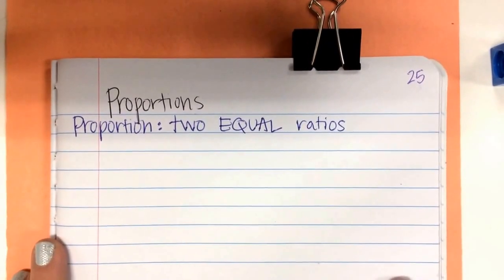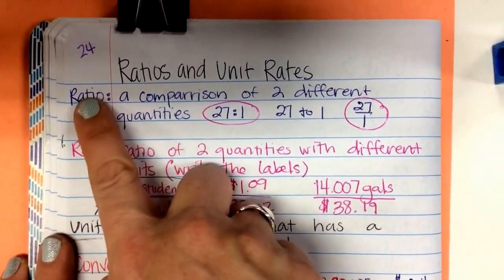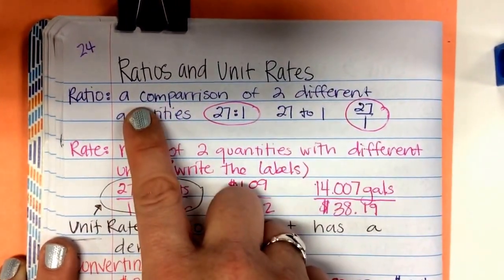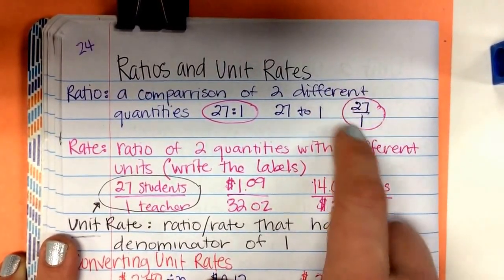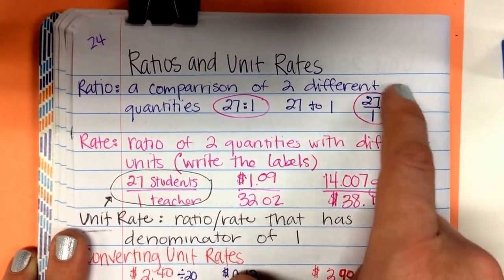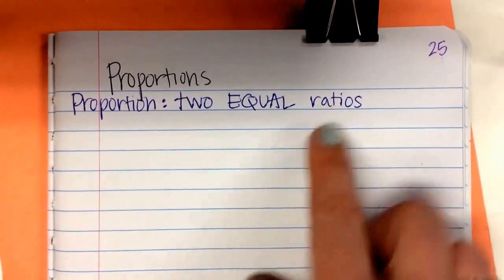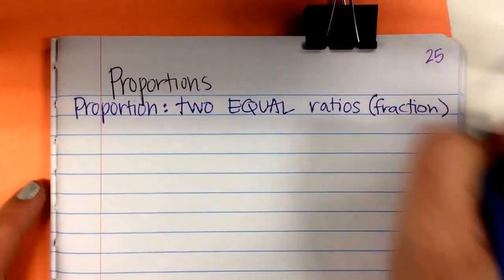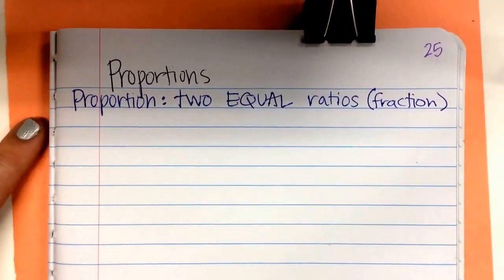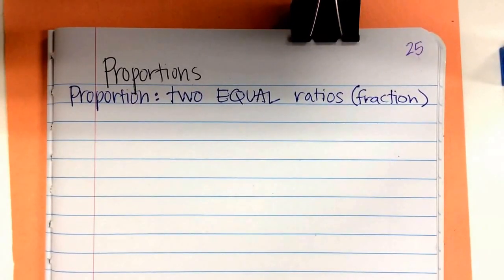Now, sometimes using words in there that we don't really know, like ratio, is difficult. So if I look back at yesterday or 2 days ago, a ratio is a comparison of two different quantities, like 2 over 1. What's another word for the way this is written right here? A fraction. A ratio is actually just a fancy word for fraction. A proportion is two equal ratios or two equal fractions.